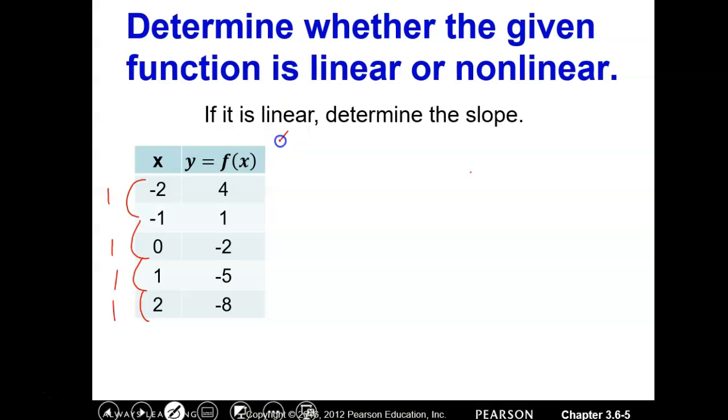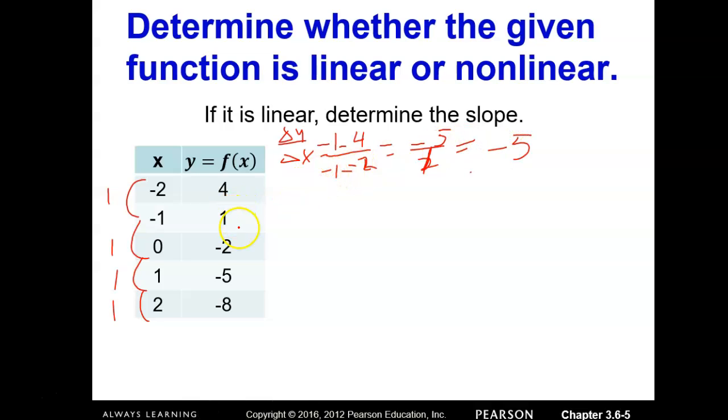So if we try the change in y over the change in x, if we do 1 minus 4 over negative 1 minus negative 2, that would give us negative 5 over, again, negative 1 and positive 2 over 5. So over, oh my gosh, 1. So that would be negative 5.